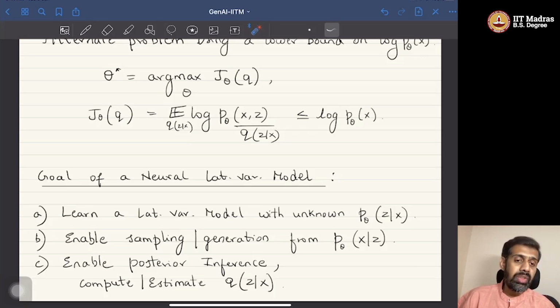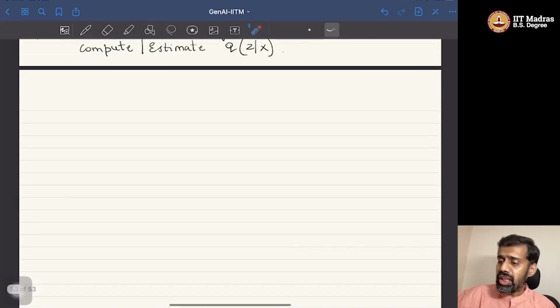So we first need to come up with an algorithm that would enable optimizing a latent variable model with p theta of z given x unknown, and we need that model to be capable of both sampling from the conditional data distribution and doing posterior inference over the variational distribution. Q of z given x is called the variational latent posterior. We need to sample from it because that would enable us feature extraction. Okay. With this as the goal, let us look at an algorithm to solve that.